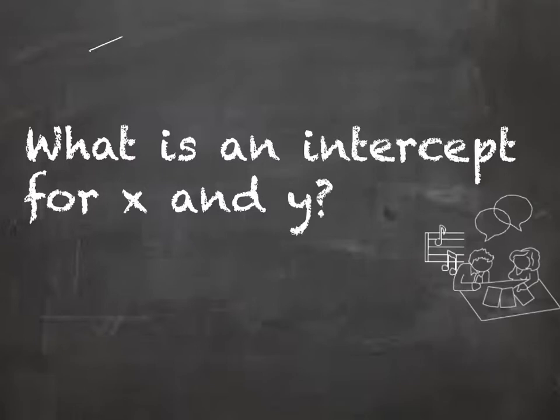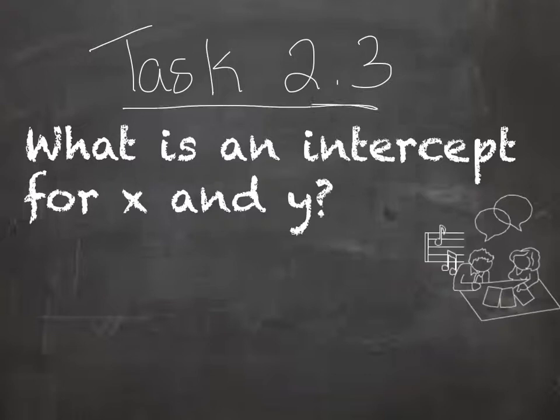This video is for task 2.3 and it's the first video for this task, so make sure that title's at the top of your notes. And we are going to answer the question, what is an intercept for x and y? We're going to look at one graph and look at the x and y intercept to see what they mean for a given situation.